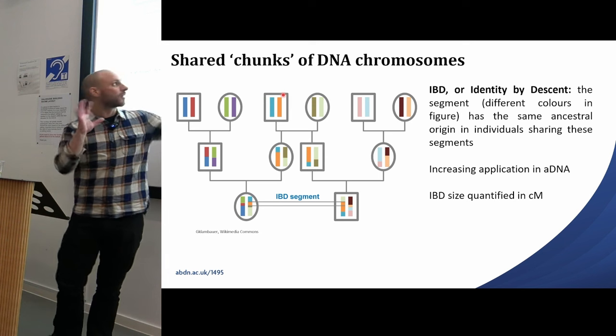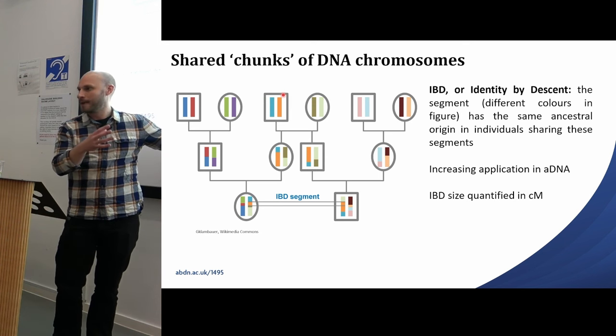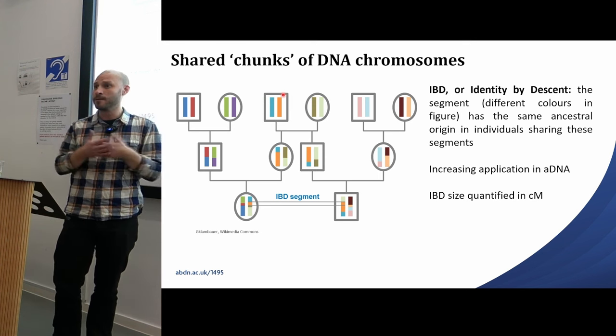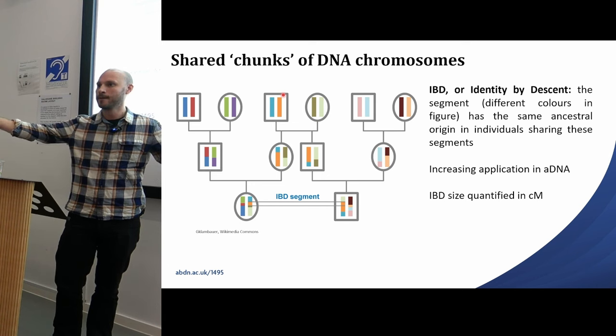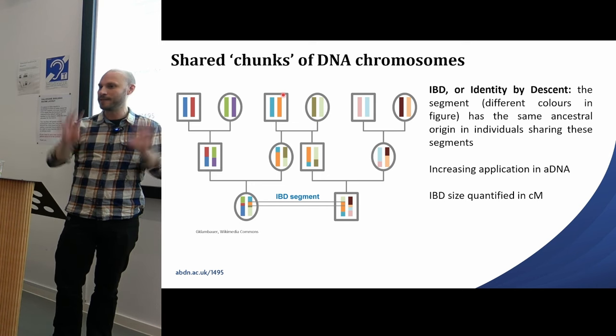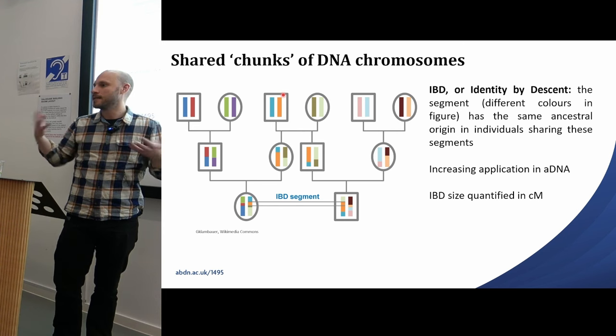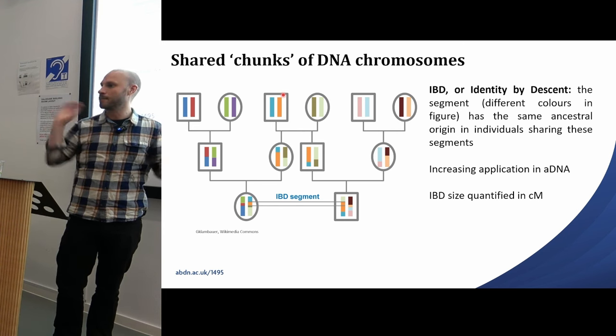And this is just a very simplified example, right? Imagine we can do this across millions of markers in the genome, and each of these markers segregate independently. So we can treat them as individual data points across the genome.